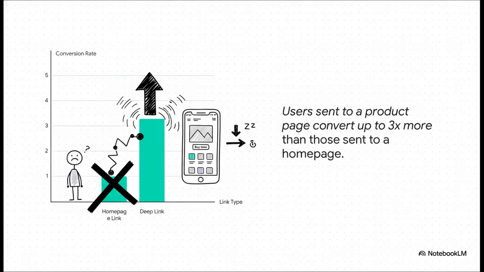The data on this is so clear. Users who are taken directly to a product inside a mobile app convert up to 3 times more often than users who just get dumped on a homepage. It makes total sense, right? Every extra tap, every search you make them do is a chance for them to get distracted and leave. Deep links just erase all those extra steps.